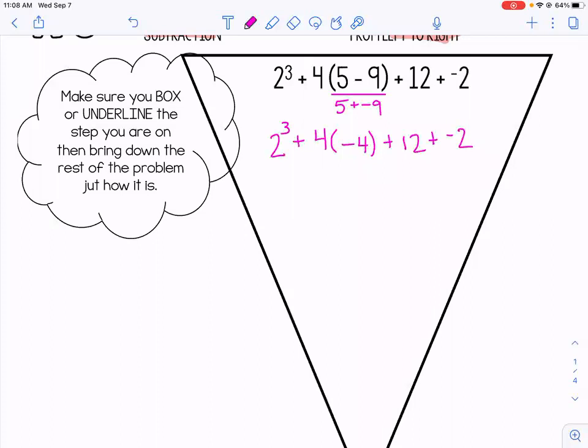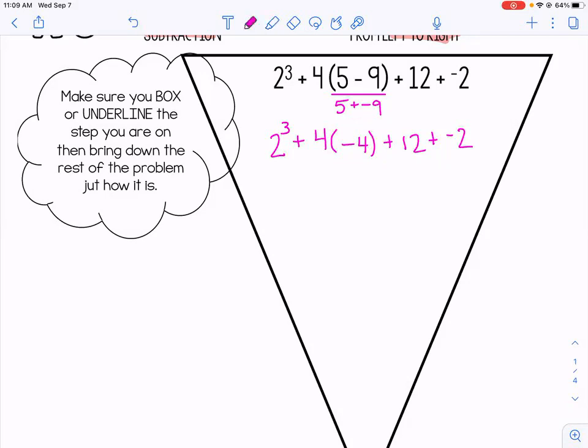Okay, so now what's the next thing we need to do? We've taken care of the parentheses inside the parentheses. I know we have parentheses there, but who can tell me what this parenthesis is really meaning right now? -4, and what's happening to the 4? Okay, so that's another way of saying multiply. So the parentheses are done because inside the parentheses is simplified.